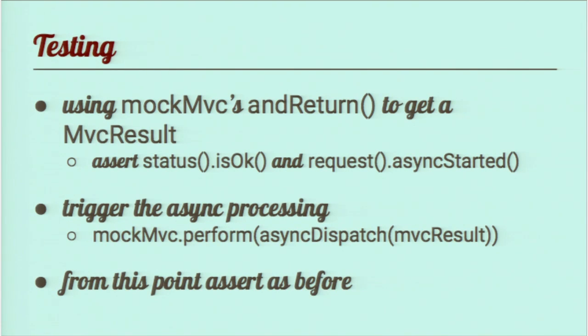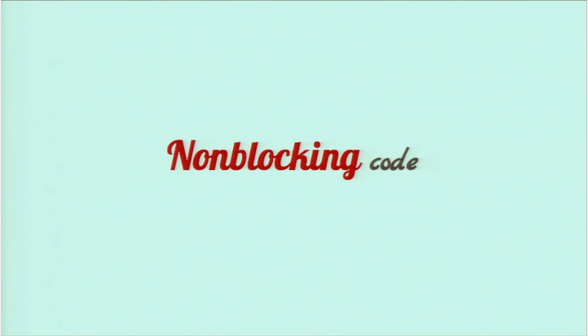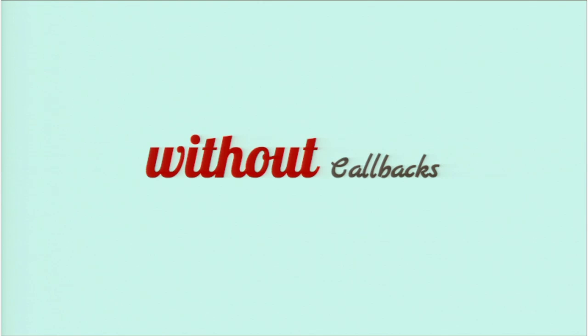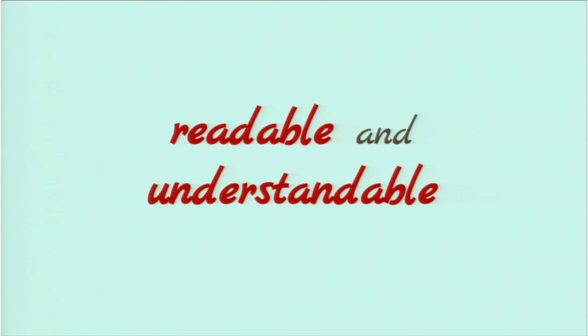And that's pretty much it. So the takeaway for this session, I hope: we've done non-blocking code, without using any callbacks. And thanks to Java 8, we have a minimum of visual clutter, which gives us readable code. As you become more familiar with RxJava operators, you will start to see patterns and operators that you understand, and the combination of these operators gives us readable and understandable code.